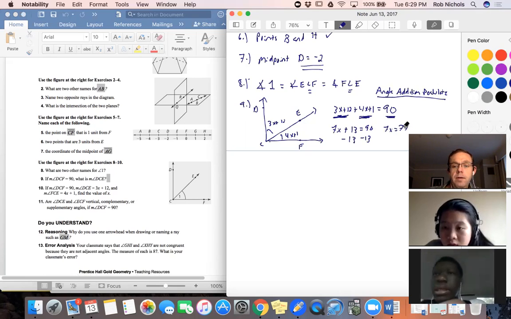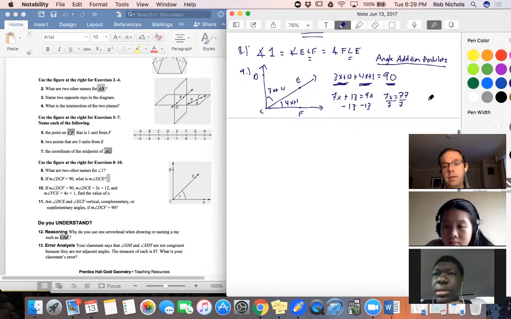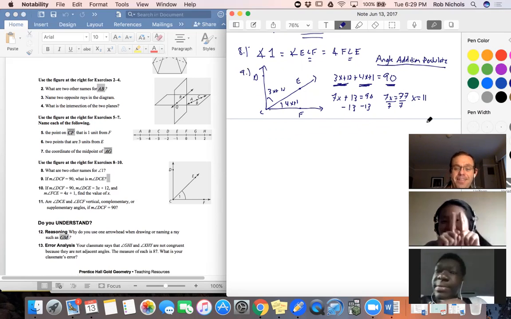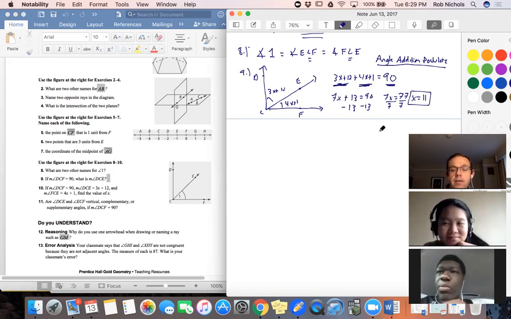87 looks good. Divide both sides by 7. And then what's x? 11. Yes. Okay, now does that answer my question? We found the value of x. We are done. There you go.